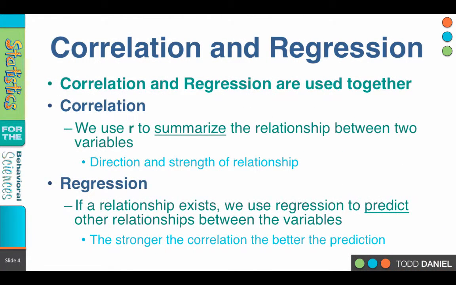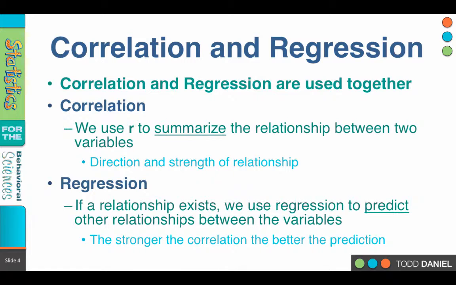Correlation and regression are used together because they are two parts of the same thing. We use correlation, or r, to summarize the relationship between two variables. We know the direction and the strength of that relationship. When one variable goes up, does the other variable go up, or does it go down? And how reliably are they related? If there is a very strong correlation, we would see that the relationship would happen much more frequently than if there was a weak correlation.